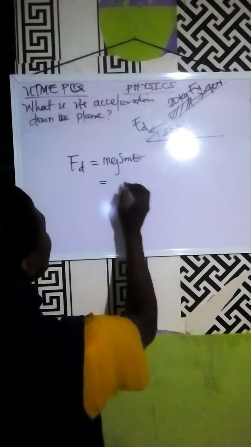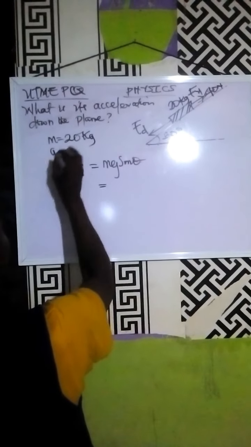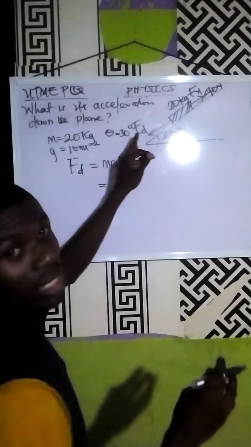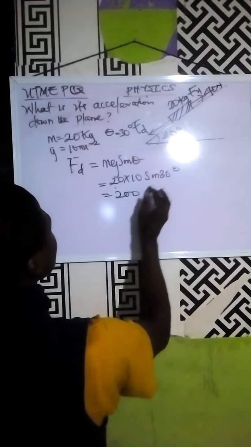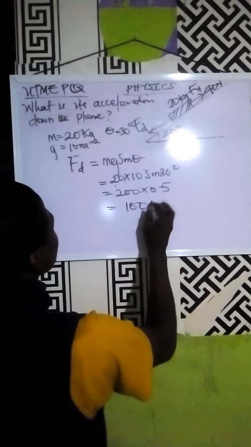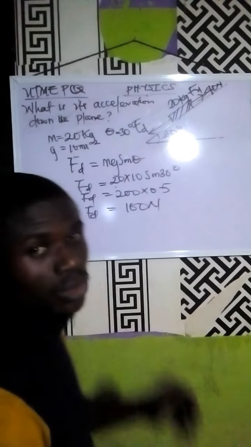So that becomes m. What is the value of m? M is 20 kilogram. Then g remains 10 meter per second square. That is the acceleration due to gravity. While the angle of inclination is 30 degree. Now these are the parameters. Then input these parameters into this formula. We now have 20 times 10, then sine 30 degree. 20 times 10 gives 200. Then sine 30 is 0.5. So the answer gives 100 Newton. That is the downward sloping force. So the downward sloping force is 100 Newton.